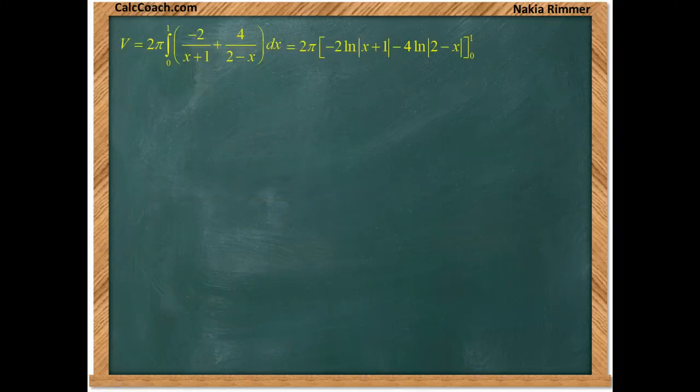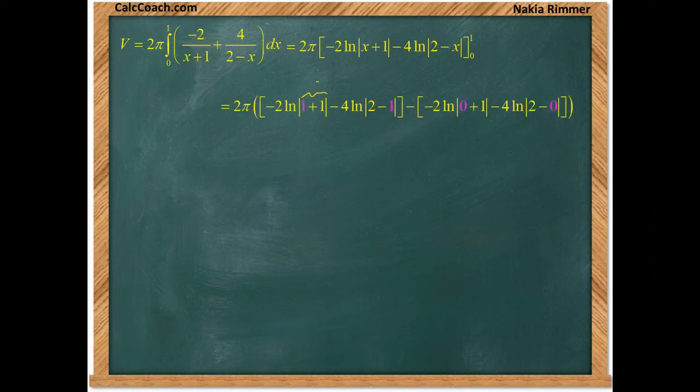So we plug a 1 in, and we plug a 0 in. This guy is a 2. This guy is a 1. This guy is a 1. This guy is a 2. So we have 2 pi times the quantity of -2 log 2, -4 log 1. And then the other part has a -2 log 1 and a -4 log 2. Lots of negatives all over the place. Thankfully, though, the log of 1 is 0. 2 of our terms are gone now.